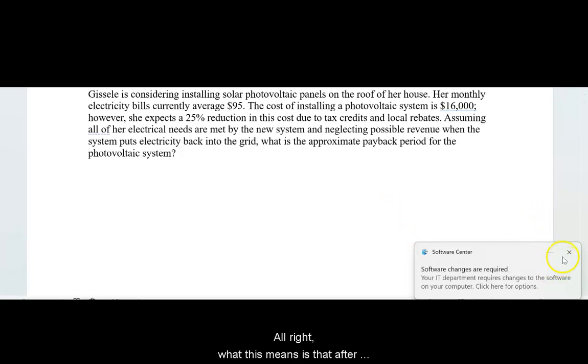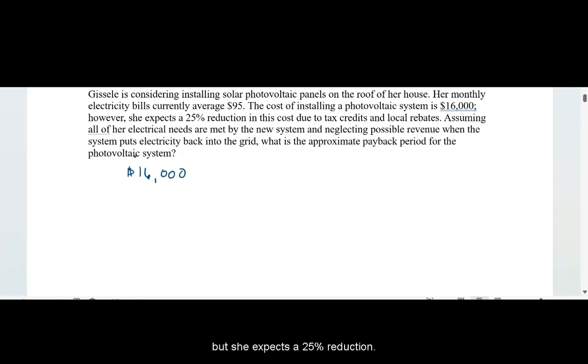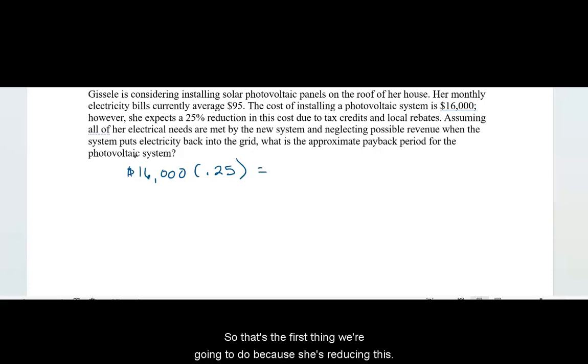All right, what this means is that after she puts this system in, let's see how much she's going to spend first. So before we do anything, it's $16,000, but she expects a 25% reduction. Two ways I could do this. Actually, we'll just do it this first way. So 25% would be 0.25, right? You take 25 divided by 100. Okay, so that's the first thing we're going to do. Because she's reducing this, we're going to take the 16,000 times 0.25, which gives us $4,000.